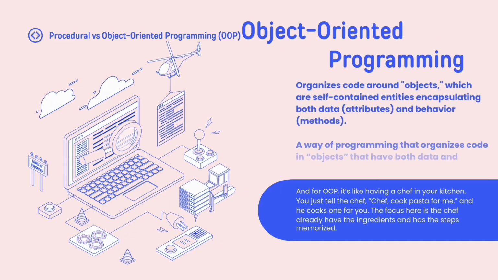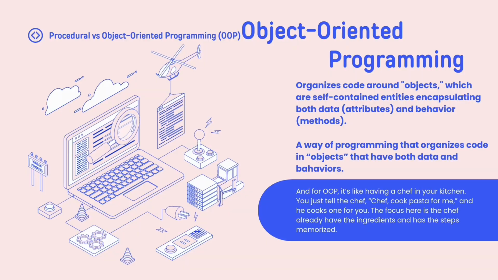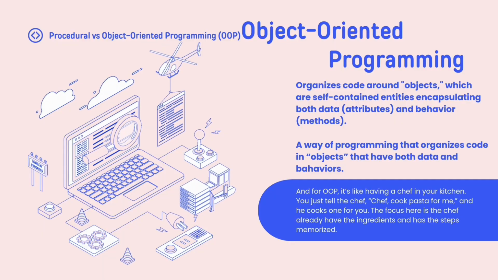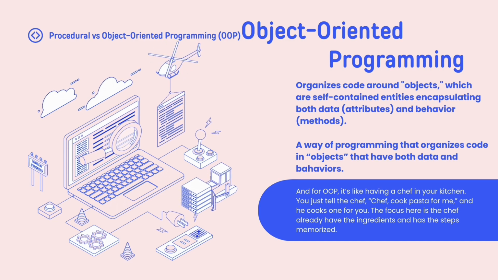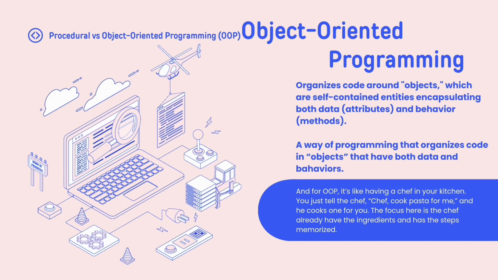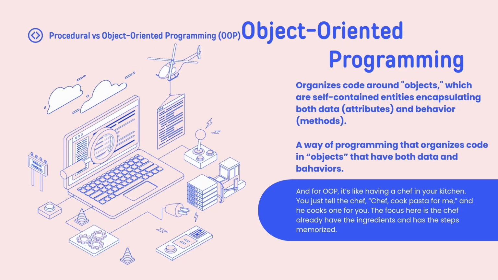And for object-oriented programming, it focuses on organizing code into objects that have both data and behaviors. It's like having a chef in your kitchen. You just tell the chef to cook pasta for you and he cooks one. The focus here is the chef already has the ingredients and has the steps memorized.